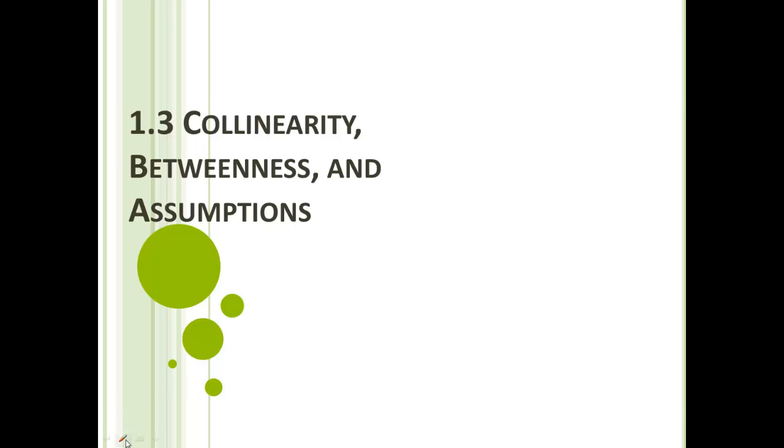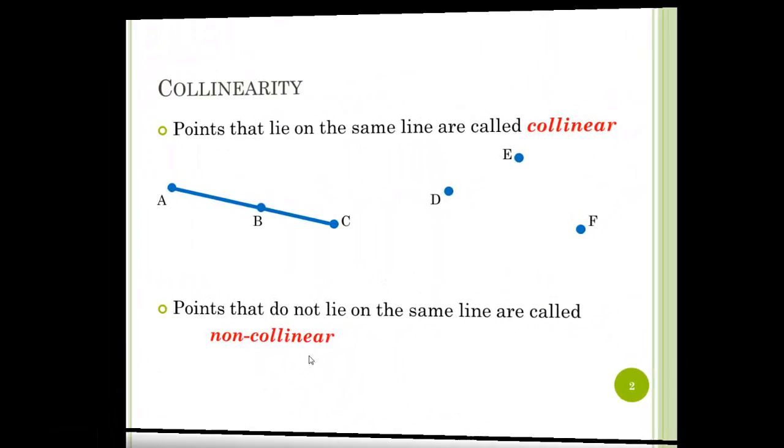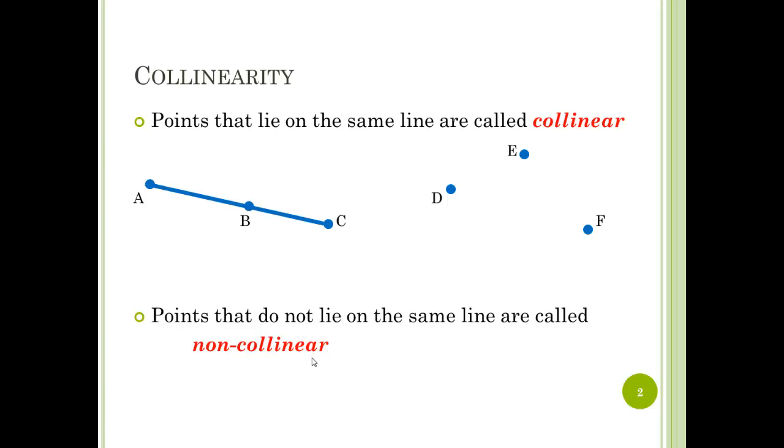Okay, today's lesson is on collinearity, betweenness, and assumptions. First up is collinearity. Points that lie on the same line are what we call collinear, while points that do not lie on the same line are called non-collinear. So if I asked you which group of 3 points were collinear and which group of 3 points were non-collinear, hopefully you would guess that A, B, and C were collinear and D, E, and F were non-collinear.